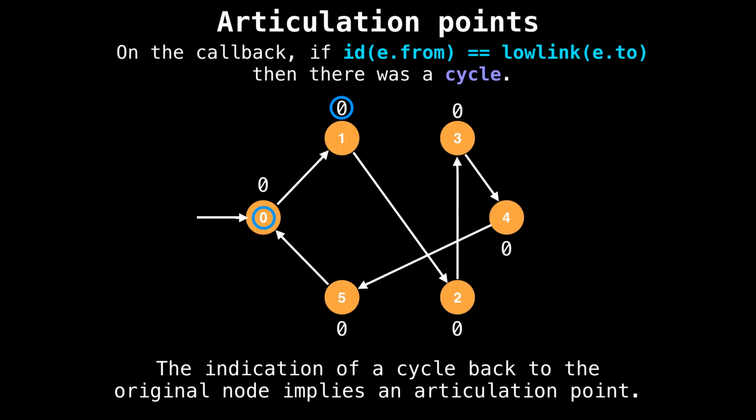Now, what you'll notice is that the ID of the node you started at is equal to the low-link value of where it's going to. This indicates that there is a cycle. What is key here is that the presence of a cycle implies that the node is an articulation point. This is because a cycle in a graph corresponds to a strongly connected component, and removing the node which started the cycle, who is also connected to another component, will sever the graph in two.